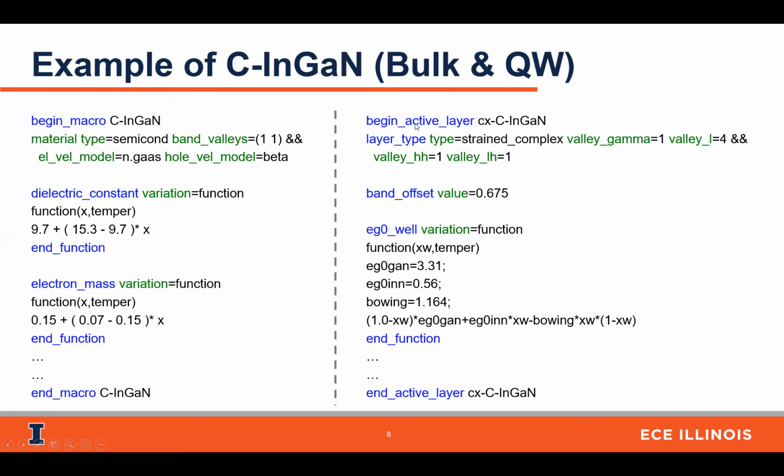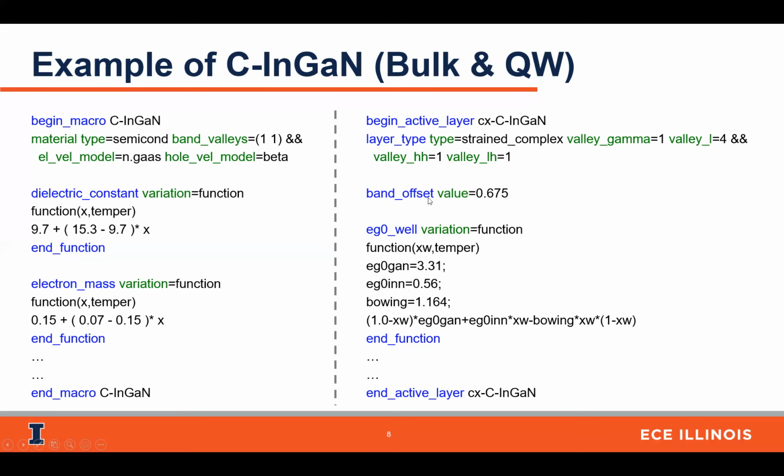Similarly, on the right-hand side, you have the macro that works in active regions. Here, I set the layer type to strain complex, meaning that we consider the strain effect in the active region. We have gamma valley equal to 1, and L valley equal to 4. We have the heavy hole valley and the light hole valley equal to 1. You can assume their default values, because our heavy hole and light hole states are at the gamma valley, so you have just a single valley here. And we assume a band offset of the conduction band to the band gap of 0.675. You can choose a number that has been previously reported.